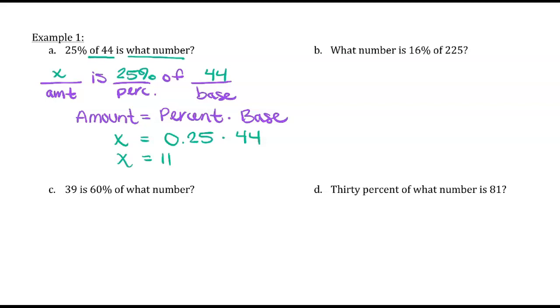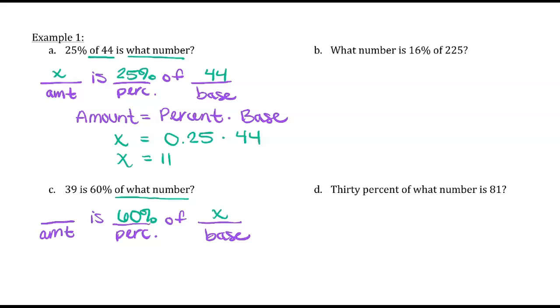In C, we have 39 is 60% of what number? Let's fill in our blanks. 60% is our percent, and the question of what number comes after the word of, so the value we're looking for must be the base. That leaves 39 for our amount. Now putting that into our equation, we have our amount, 39, is equal to our percent, 0.6, times the base. In this case, that's our unknown x.